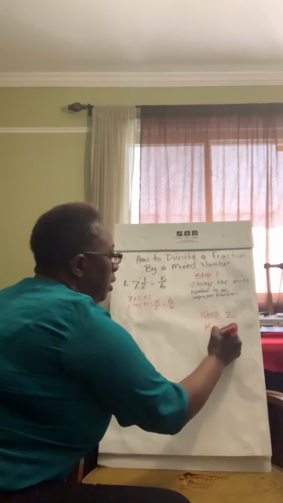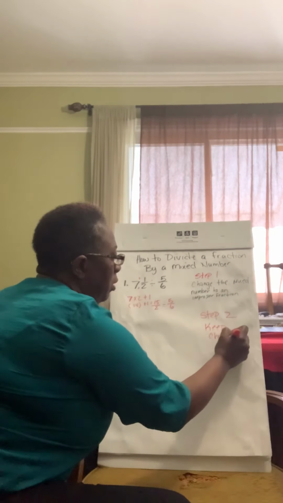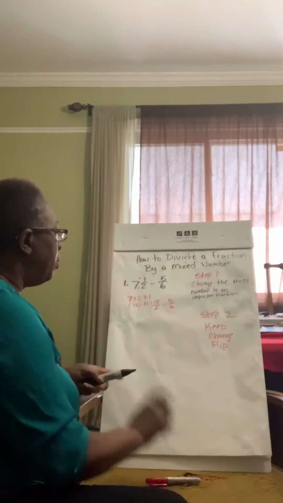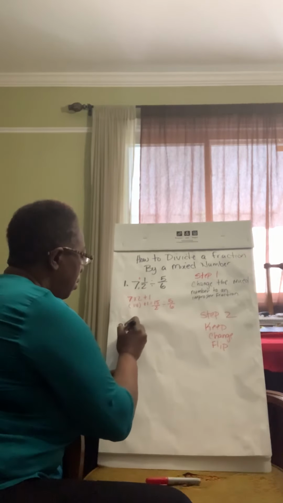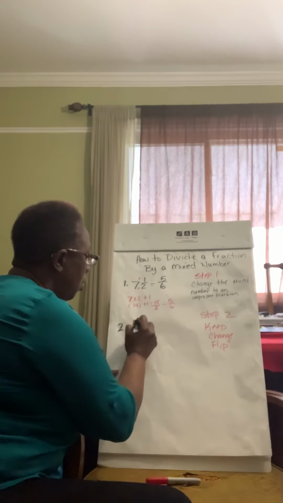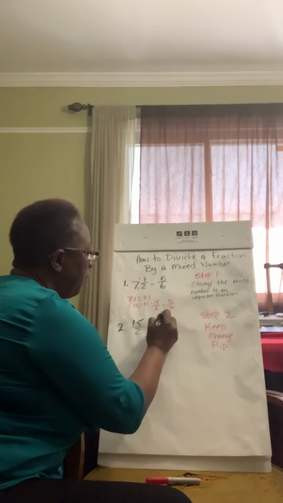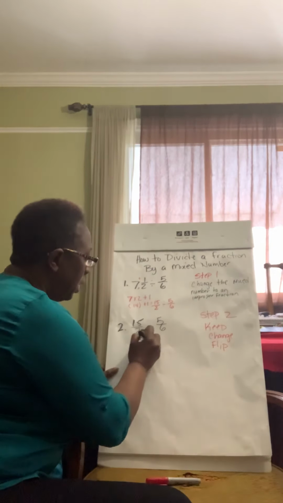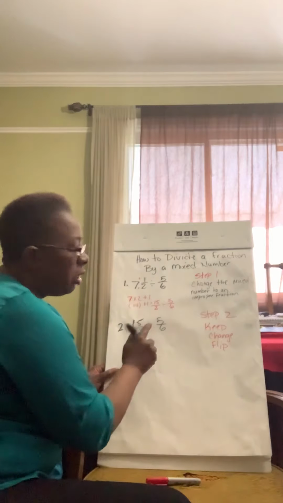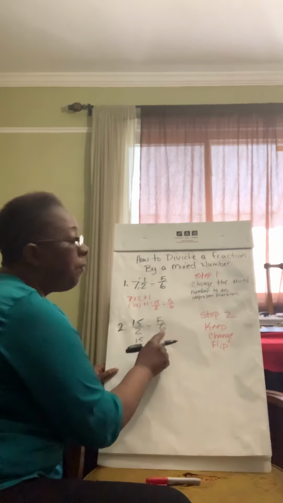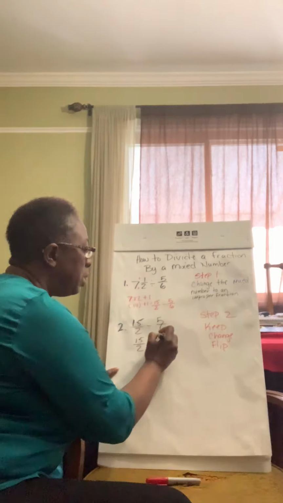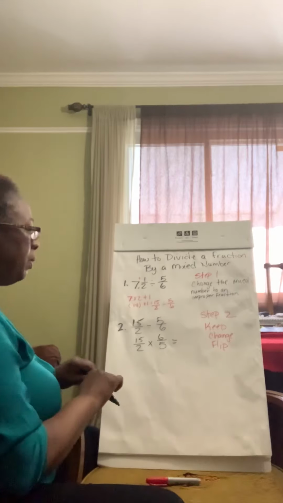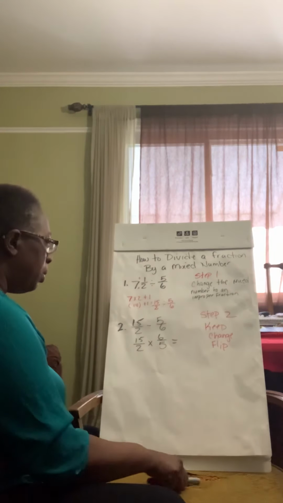Keep, change, flip. Okay? So now the problem becomes 15 over 2 divided by 5/6. We keep the first fraction, 15 over 2. We change division to multiplication, and we flip the second fraction. So now it's 6/5, 6 over 5, okay? So now we've finished step 2.